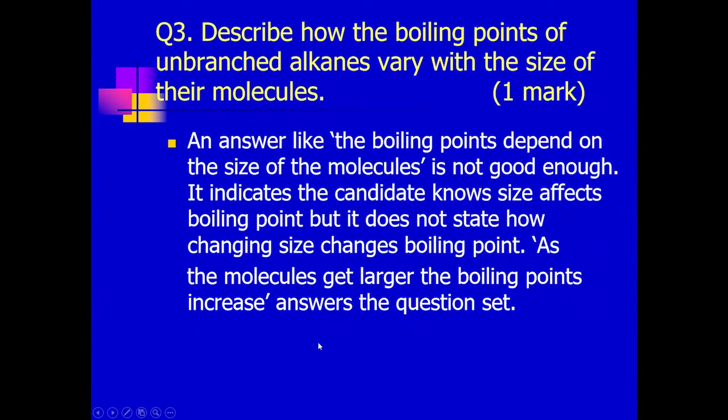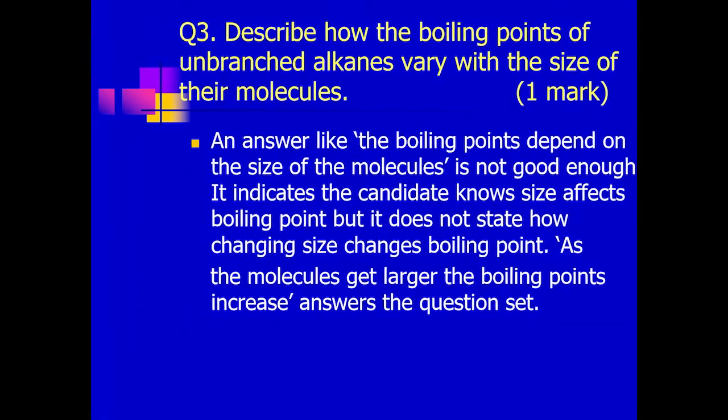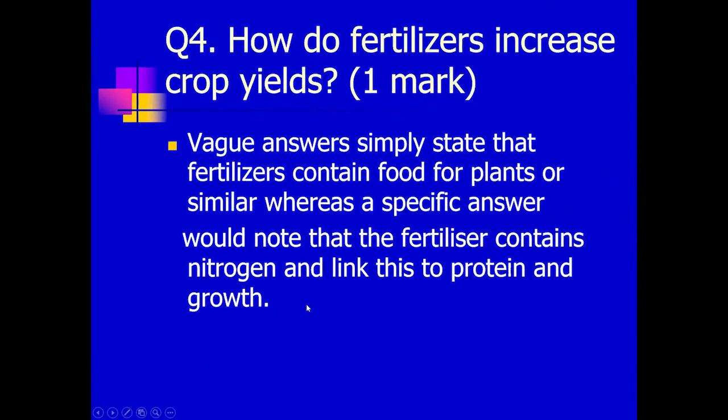If you get the question, describe how the boiling points of unbranched alkanes vary with the size of their molecules, an answer like the boiling points depend on the size of the molecules is not good enough. It indicates the candidate knows size affects boiling point, but it does not state how changing size changes boiling point. So, as the molecules get larger, the boiling point increases, because the number of carbon atoms increases in the chain. Due to this reason, you have to answer like this.